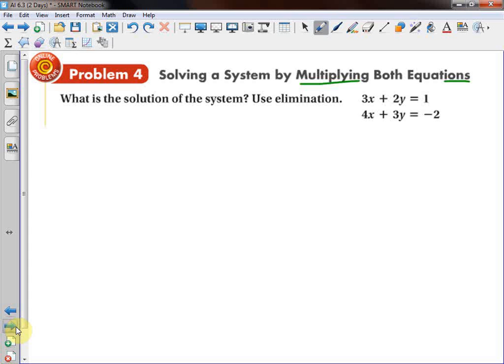So how about I eliminate the y's? So we said 6. So I'm going to multiply the top one by 3.